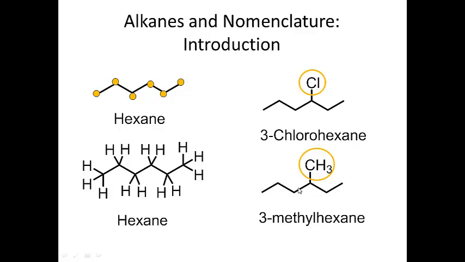Again, a branched alkane has alkyl groups attached to the backbone. So here's the backbone here, and I have a CH3, which in this case becomes a methyl group. We'll talk a lot more about that later. And this is now 3-methylhexane, right? Because the methyl or CH3 group is on carbon number 3. And I start counting from this end. 1, 2, 3.